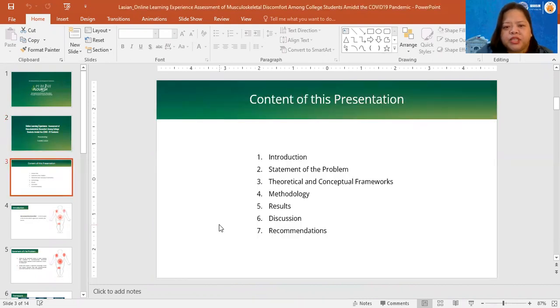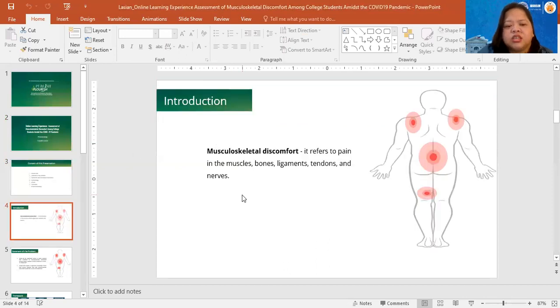For the flow of this presentation, we are going to start with the introduction, the statement of the problem, the theoretical and conceptual frameworks, methodology, result, discussion, and last would be the recommendation. So to start with, let's first define what musculoskeletal discomfort means. It refers to pain in the muscles, bone, ligaments, tendons, and nerve.